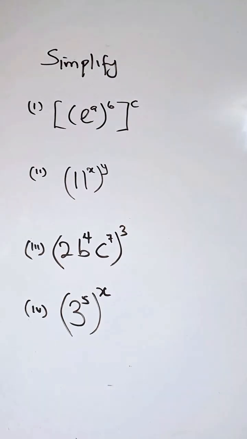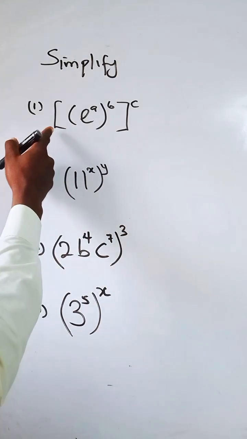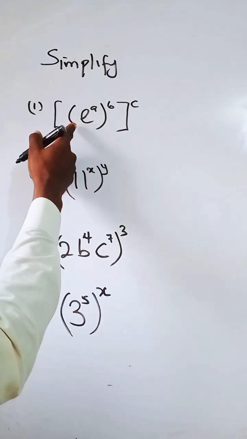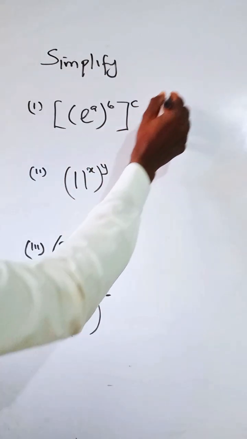The question says simplify this expression. So the first, we have four given sets of expressions. The first set of expressions has a square bracket, and we have a bracket within. So how do we do this? Solution.